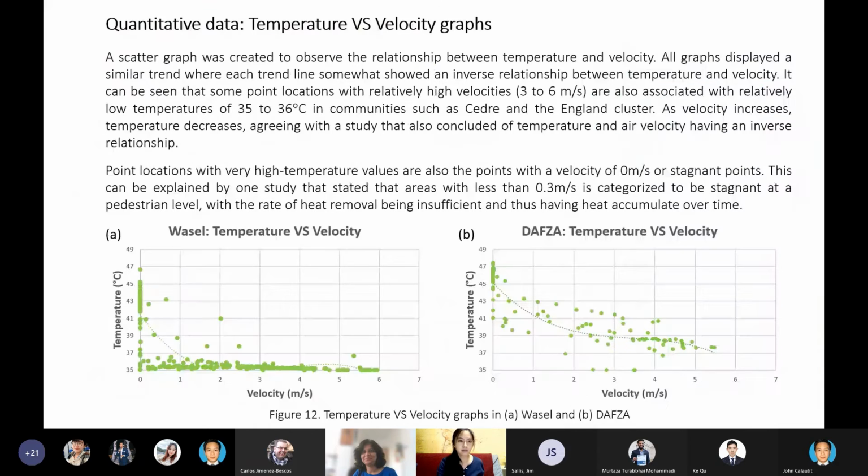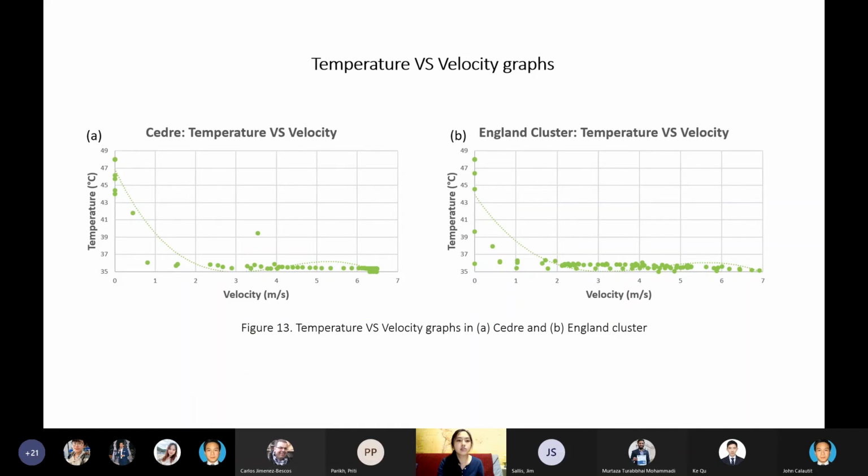I'd also like to mention that I have created temperature versus velocity graphs for the first simulation. As we can see, all the graphs are showing similar trends, where there is an inverse relationship between temperature and velocity. That means as velocity increases, temperature decreases. This information is for Wasel, DAFSA, and this one is for Cedar and the Ingun cluster. You can see that they're all similar in trend.